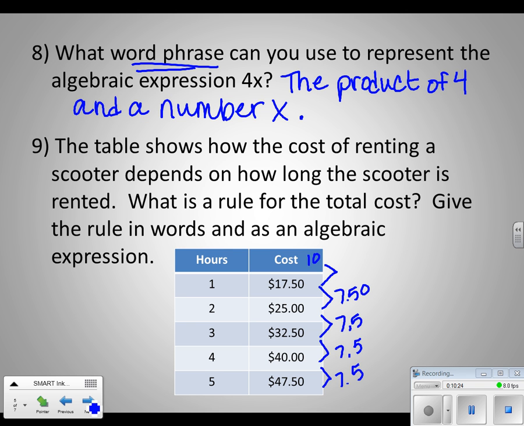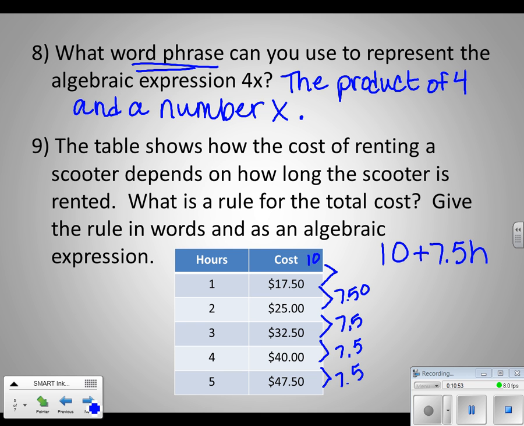That's just like you go up to the shed where you want to rent a scooter or some store or something. You go up to the counter and you say, I would like to rent a scooter. And they say, okay, it costs $10. Just $10 initially to rent the scooter. So you're paying that initial $10 cost plus an additional $7.50 per hour. And that would be our algebraic expression that would represent this problem.